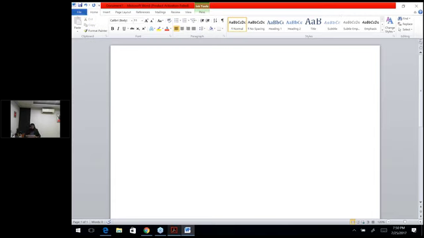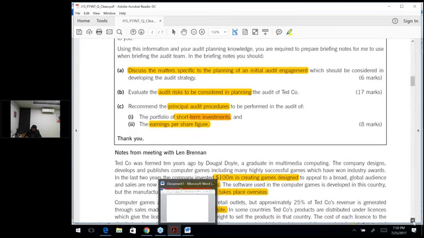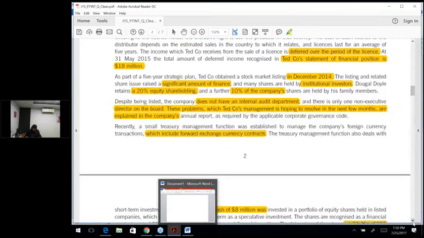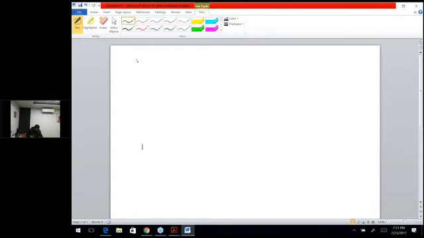Okay, let's discuss the various audit procedures. Number one of them is the portfolio of short-term investments. When we talk about the portfolio of short-term investment, we need to think what could go wrong with it. The risk pertaining to this short-term investments, you need to think what could go wrong.